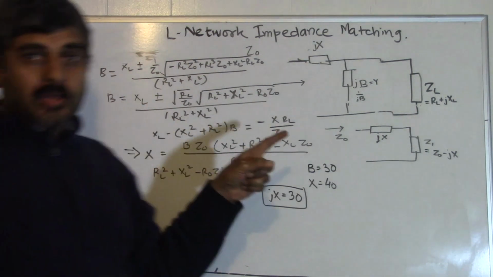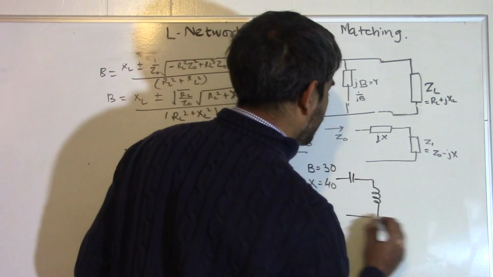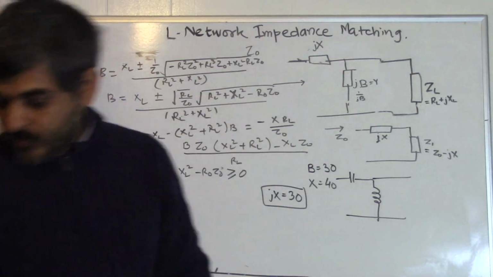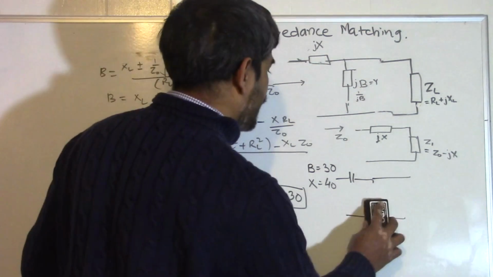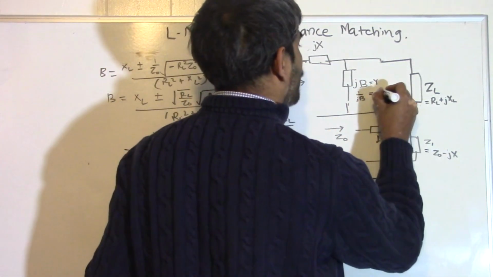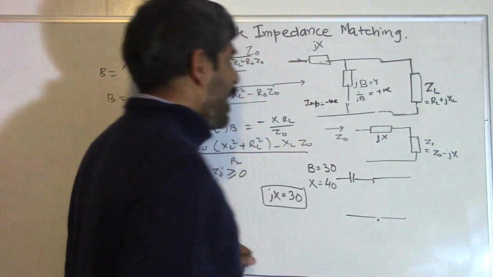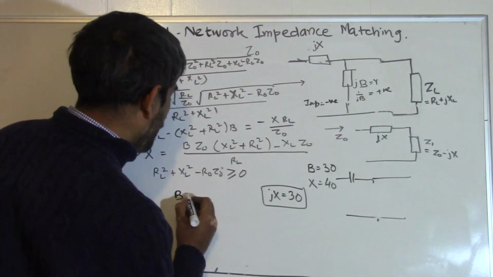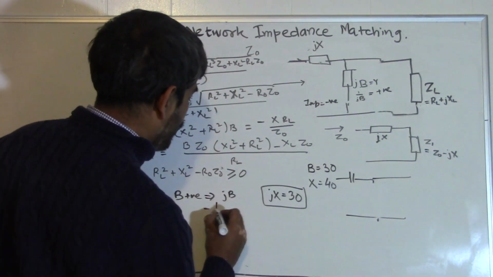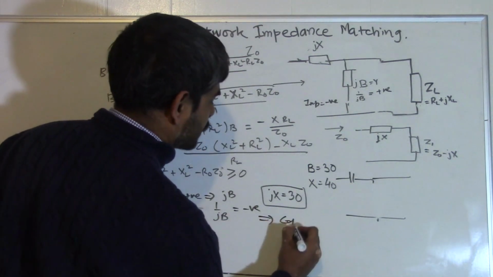So from the positive value of B, you will get an inductor and capacitor network, because when B is positive, this is admittance, that means 1 upon JB is positive, which means its impedance is negative. So let's write it. B positive means 1 upon JB is negative. That means it is a capacitance.